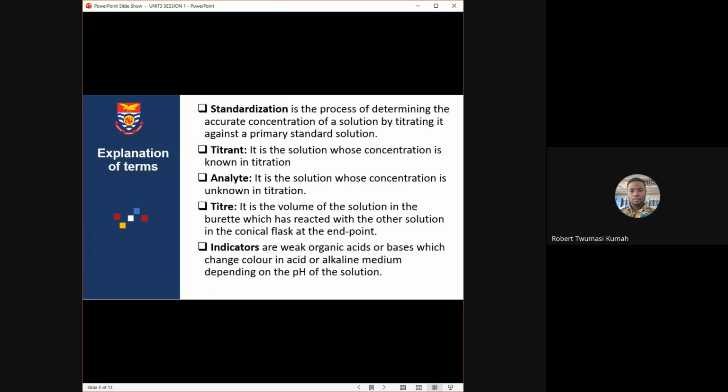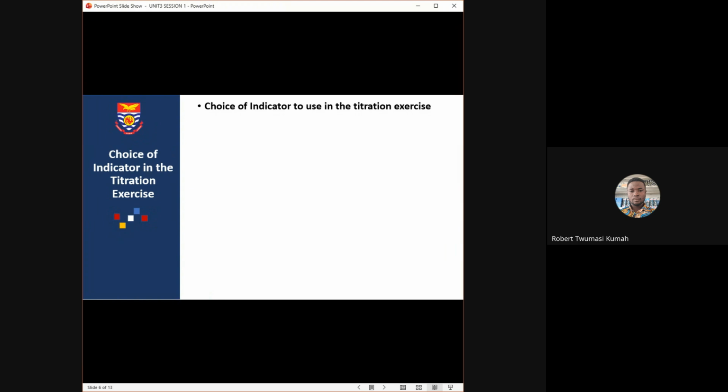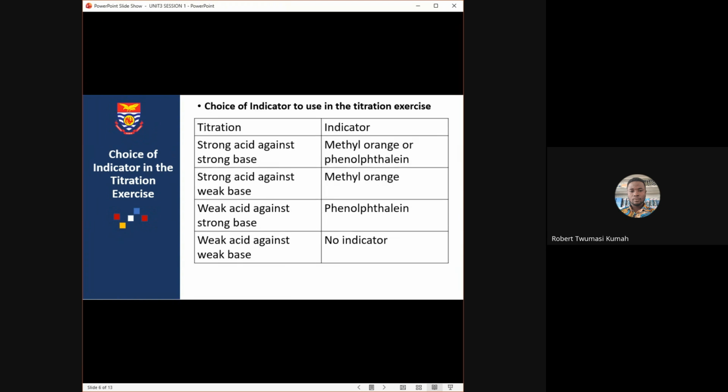Then we have indicators. Mostly we are doing color titration, and so we need indicators to tell the endpoints. Not all the time that in titration you need indicators. You may have equipment for determining the endpoint, but at least at the SHS level, you need these indicators, which are weak organic acids or bases, which change color in acid or alkaline media, depending on the pH of the solution. So how do we choose an indicator?